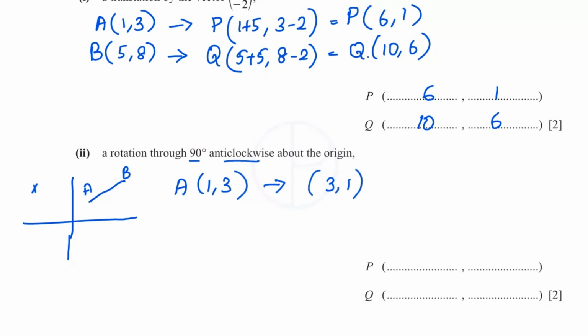So in this quadrant, x value is negative. Okay. So this will become negative 3, 1. And B is 5, 8. After rotation by 90 degree, shift the value of x and y coordinate value, which is 8, 5, and change the x coordinate as negative value, negative 8, 5.